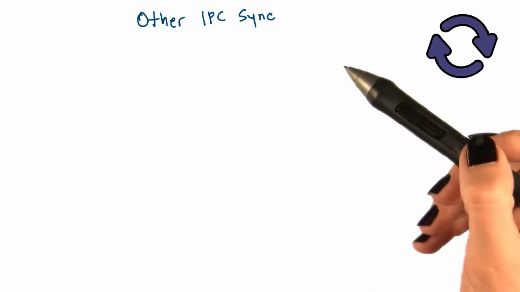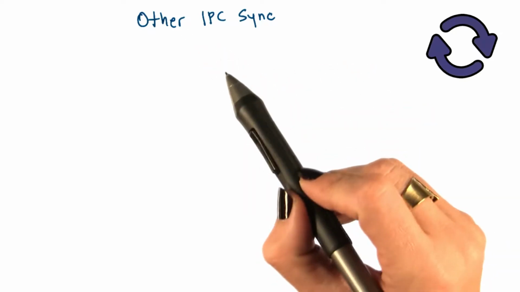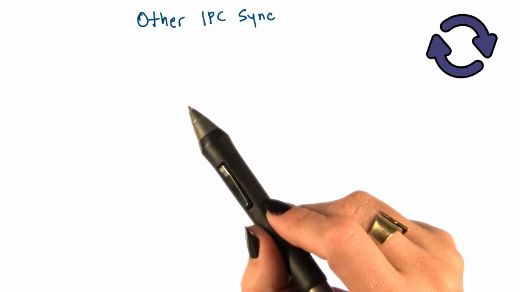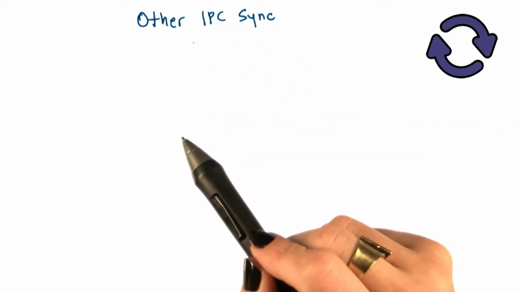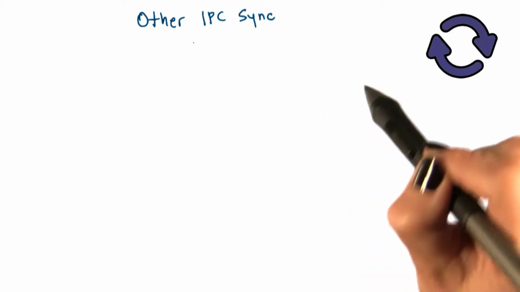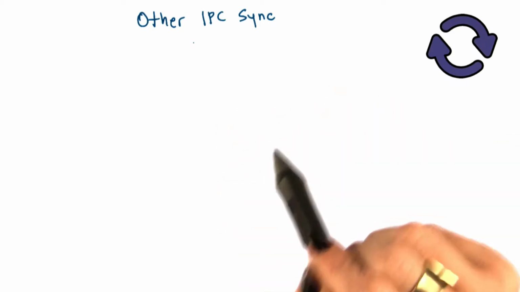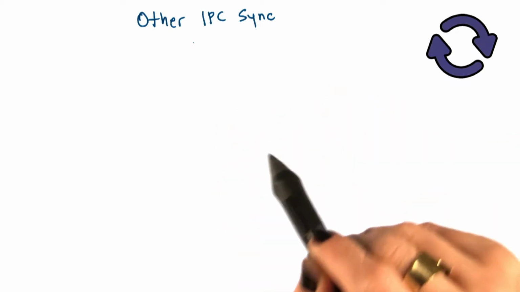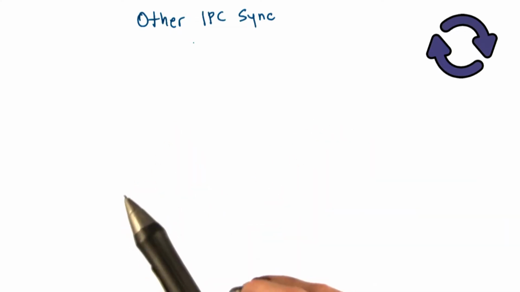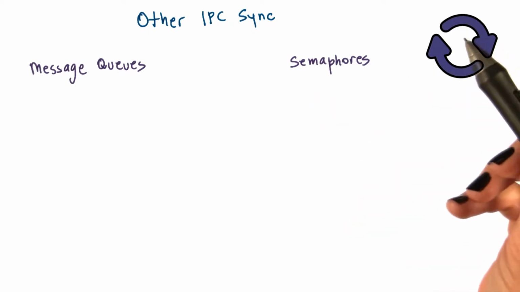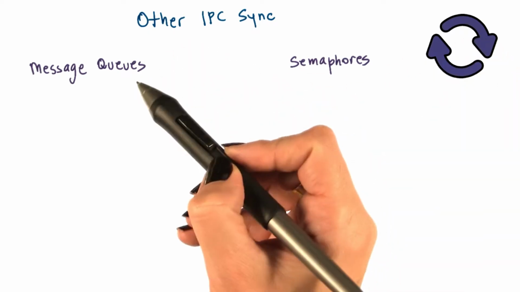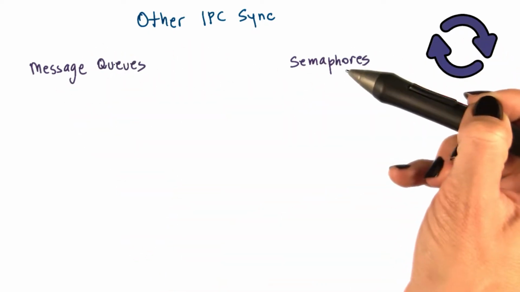In addition, shared memory accesses can be synchronized using operating system-provided mechanisms for inter-process interactions. This is particularly important because the process shared option for the mutex condition variables with pthreads isn't necessarily always supported on every single platform. Instead, we rely on other forms of IPC for synchronization, such as message queues or semaphores.